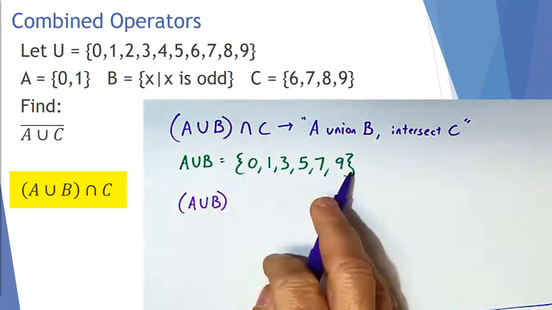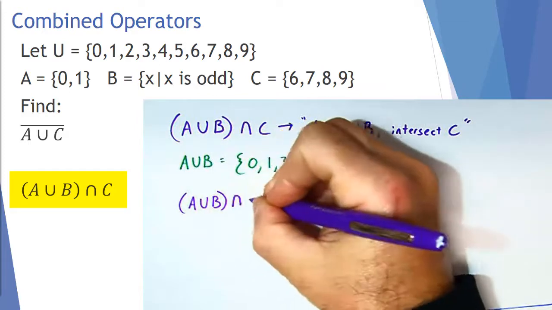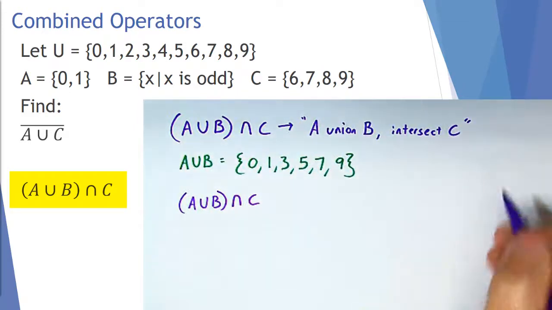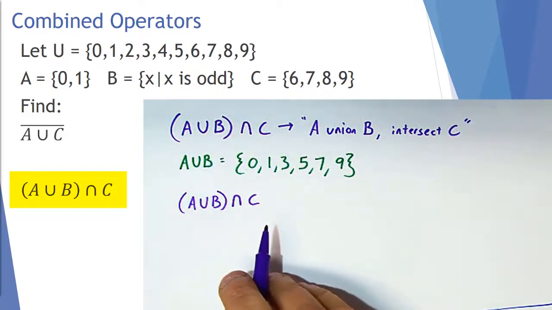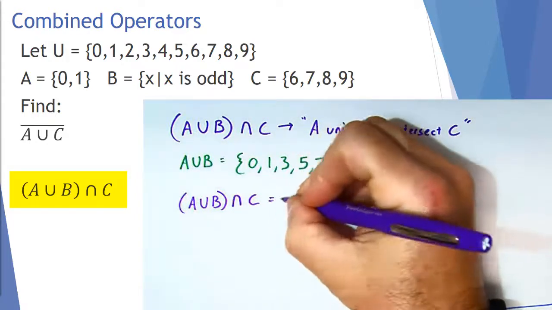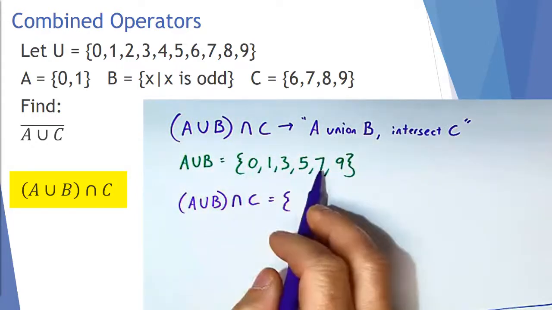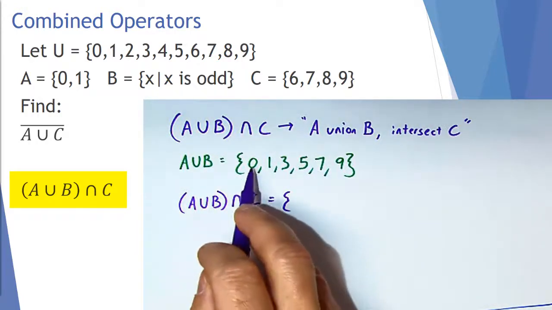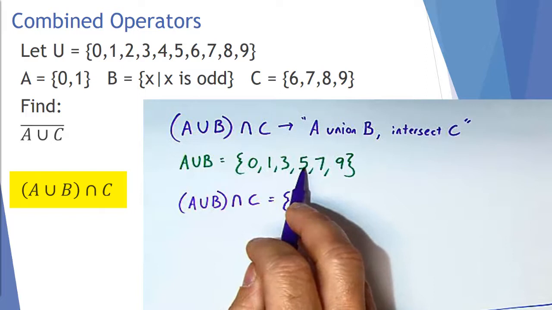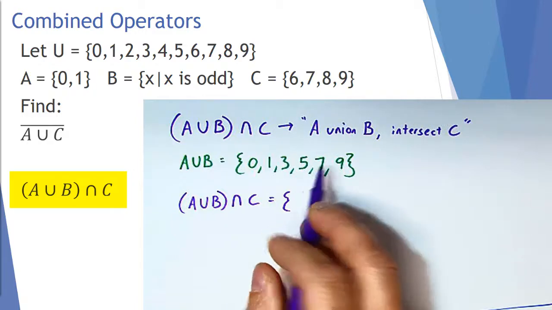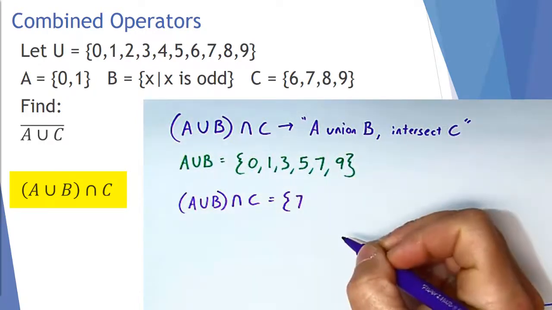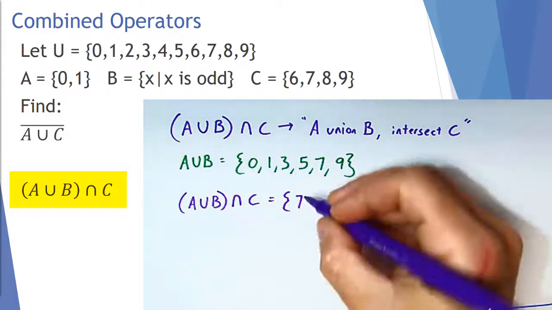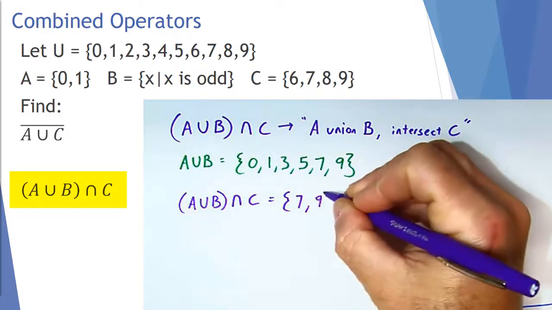Now we're going to take those elements and find the intersection with set C. Since C consists of 6, 7, 8, and 9, what elements are going to be in A union B and in C? Well, 0, 1, 3, and 5 are not in C, so they're not in the intersection. 7 is in C, and 9 is in C, and so the only two that are in both are 7 and 9.